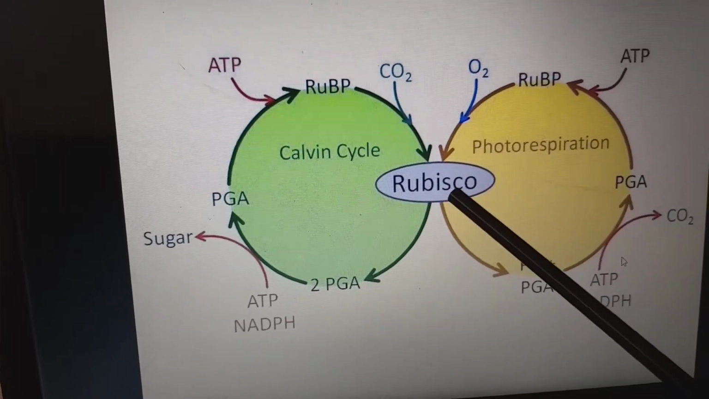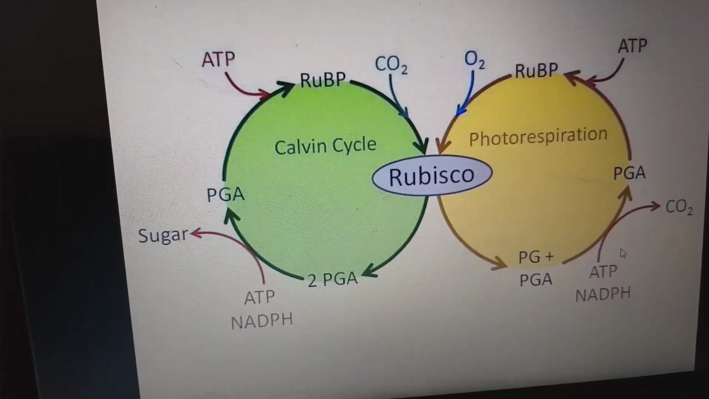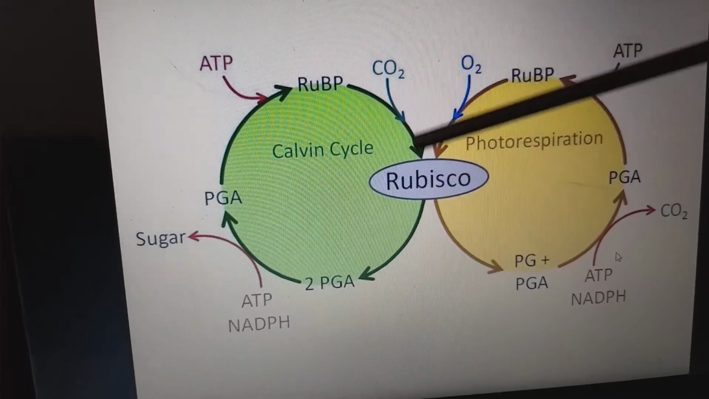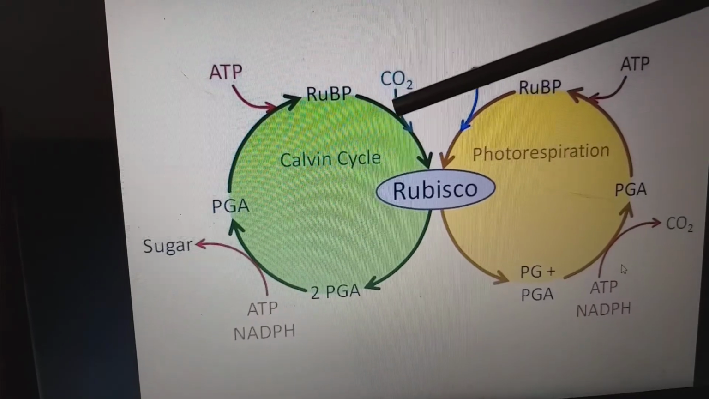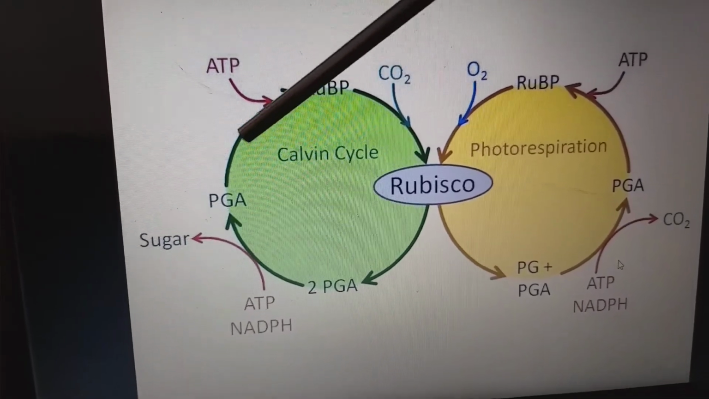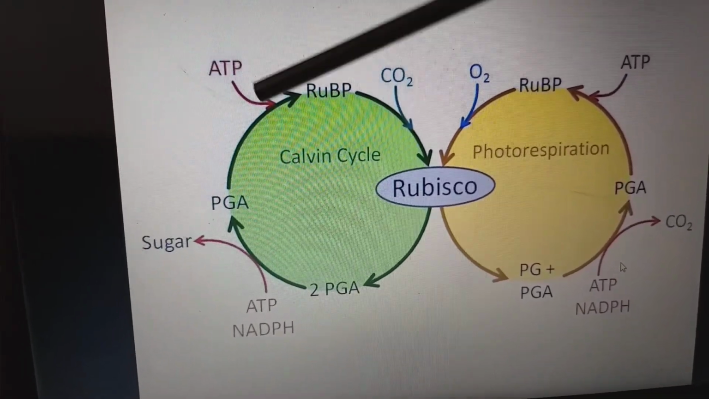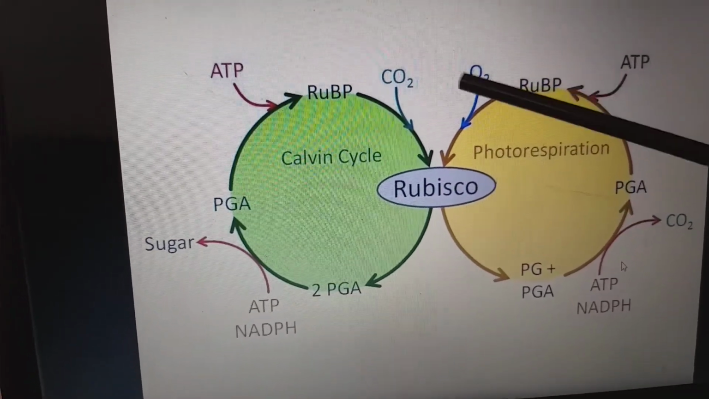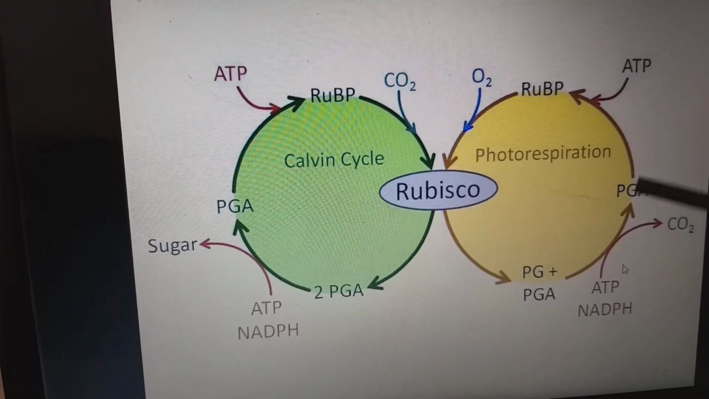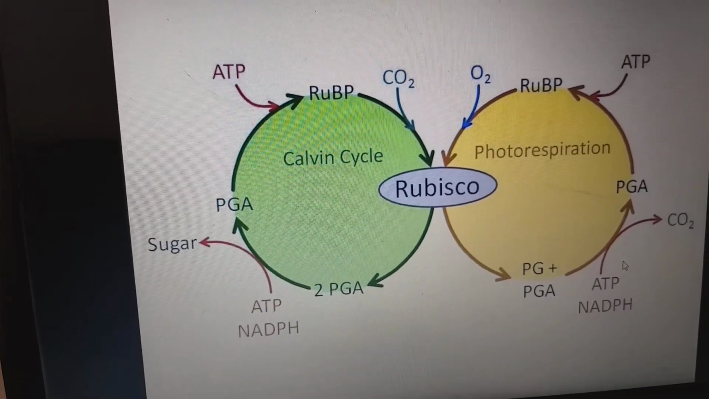When it acts as carboxylase, in the presence of carbon dioxide, it undergoes carboxylation and enters the Calvin cycle. With the uptake of carbon dioxide for carbon fixation in the Calvin cycle, it emits oxygen. In the presence of oxygen, it enters photorespiration and emits carbon dioxide.